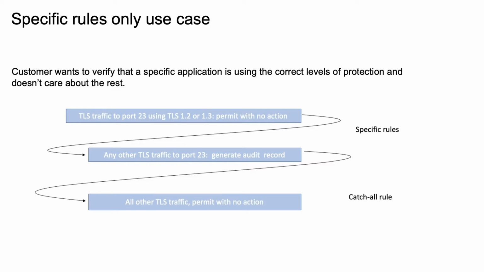The first specific rule will permit, with no action, any telnet connection that is protected with TLS 1.2 or 1.3. The next specific rule will generate an audit record for any telnet connection protected with a lower level of TLS. Remember that the rules are evaluated in order, so any telnet connections that reach the second rule would not be at TLS 1.2 or 1.3. If they were, the first rule would have matched. Finally, for all other connections protected by TLS, permit them with no action since they are not of monitoring interest.